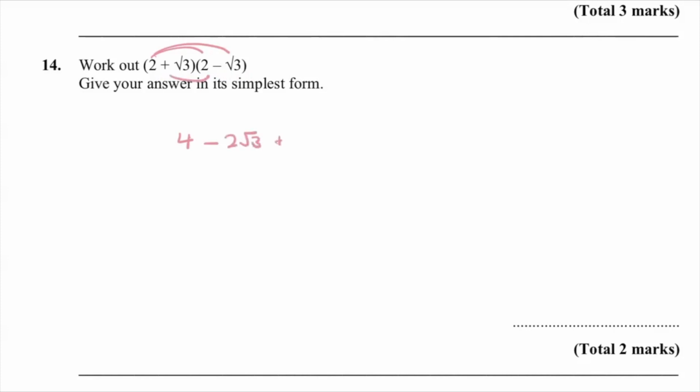2 times negative root 3 would be negative 2 root 3. And then we've got plus 2 root 3 and negative. Now, this is just 3. We're doing root 3 times root 3, which is basically root 3 squared. So the middle section is cancelling out. We've got minus 2 root 3 plus 2 root 3. So really all we've got is 4 minus 3 to do, which is equal to 1.